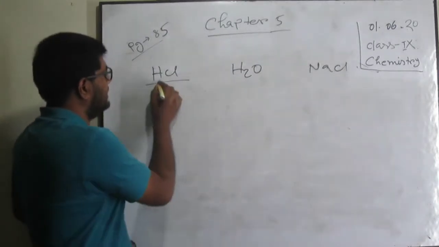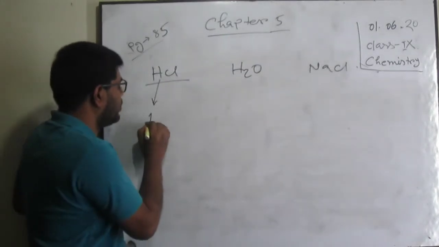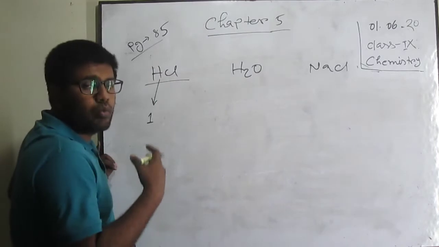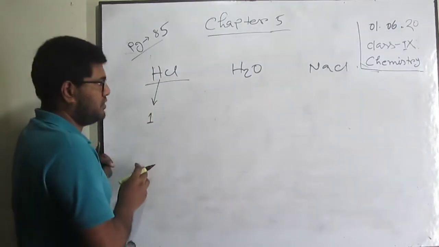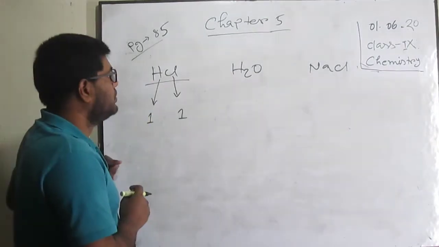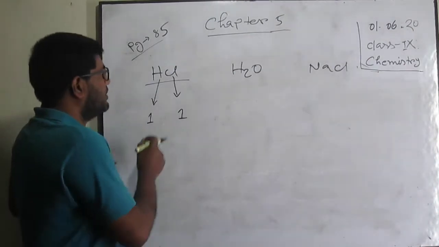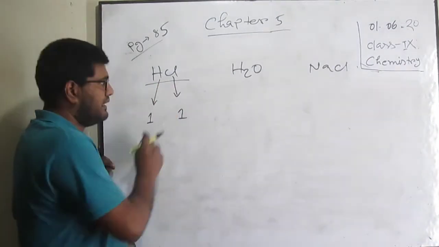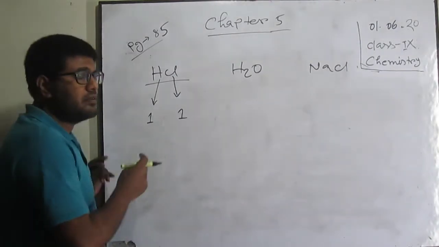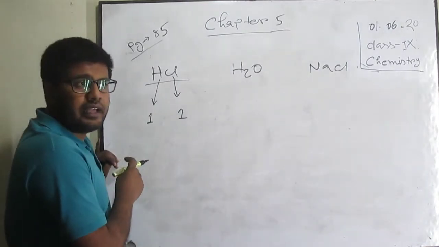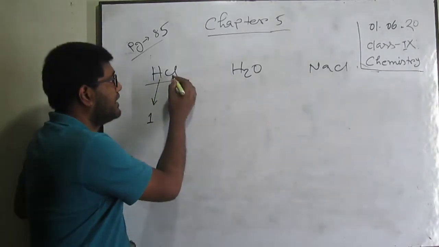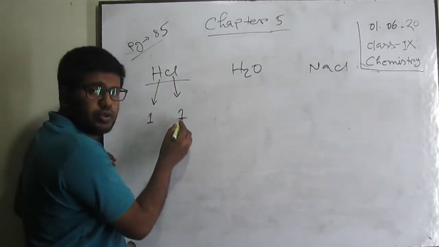In the case of HCl, the valency of hydrogen is 1 because it can donate or share only 1 electron, since it has just 1 electron. The valency of chlorine is also 1, because in its outermost energy level it has 7 electrons. I wrote its electronic configuration in my last class, so you can take information from my previous class also. It can accept 1 electron, that's why its valency is also 1.